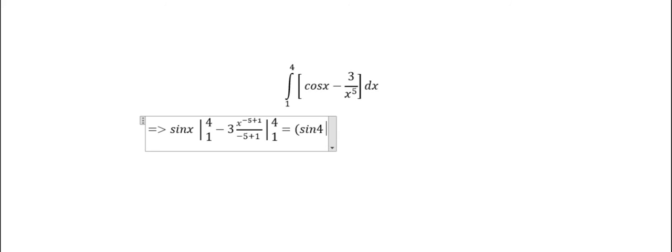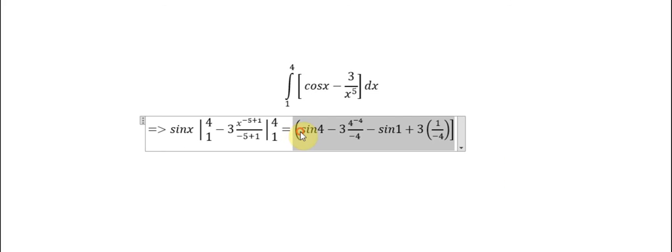Sine 4 minus 2, 3 multiplied with 4 power minus 4, and here minus 4. So minus sine 1 plus 3 multiplied with 1 power minus 4 is about 1, and in here is about 1 divided by minus 4. So here is the answer for the question.